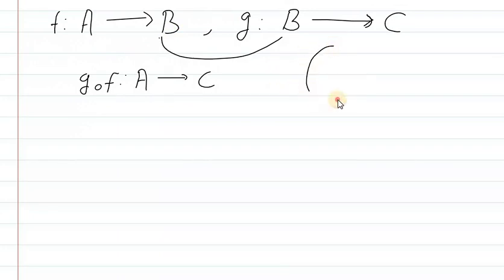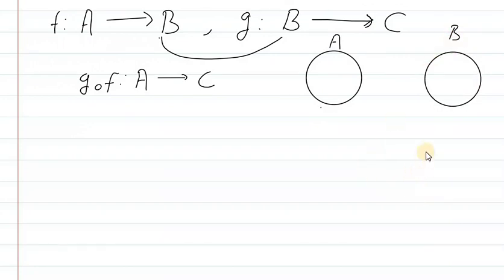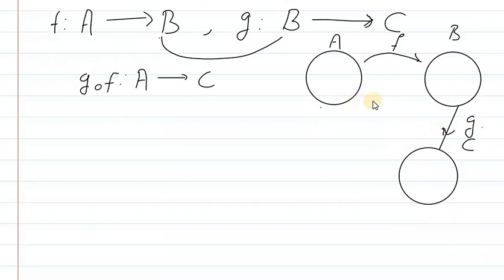So you have a set A here. This is A, then this is B and this is C. Okay, so what did we have? This is our f and this is my g. Then we can have a function from this. Okay, so this will be what? g of f, which is a function from A to C.